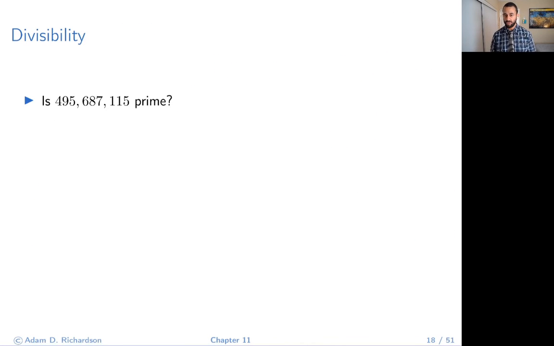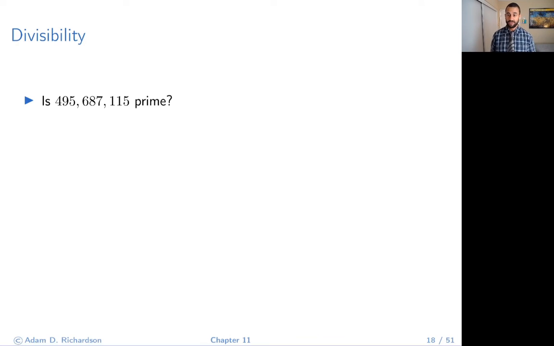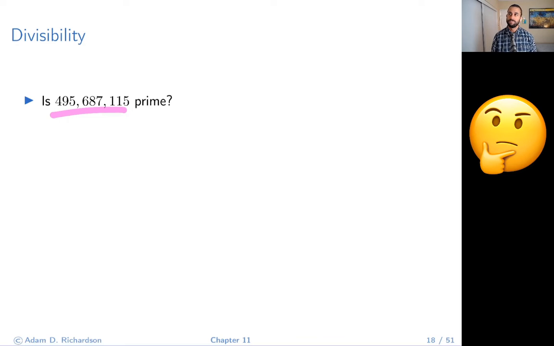Okay, so now we're going to start talking about divisibility. Now we have an idea of what primality is and prime numbers, and we know we can determine how many factors a number has. Let's talk about divisibility. My first question is this: is this number, 495,687,115, prime? Think about it for a minute.